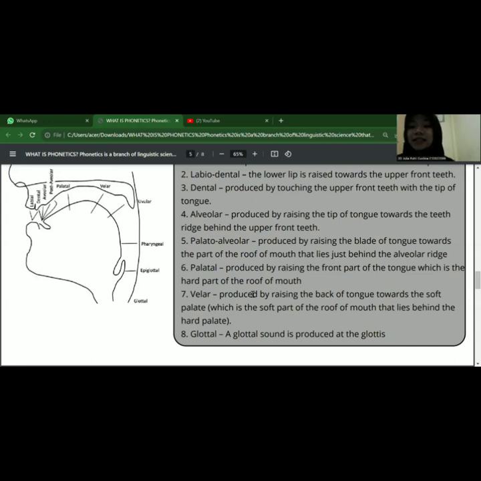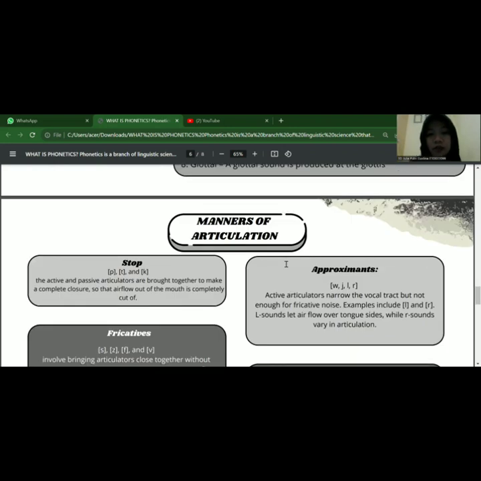like that. And the last one is glottal. A glottal sound is produced at the glottis. So the sounds produced by glottal are like H, H. And the next part is manners of articulation.